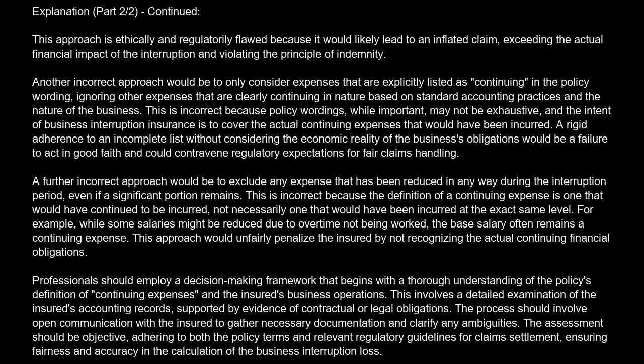Professionals should employ a decision-making framework that begins with a thorough understanding of the policy's definition of continuing expenses and the insured's business operations. This involves a detailed examination of the insured's accounting records, supported by evidence of contractual or legal obligations. The process should involve open communication with the insured to gather necessary documentation and clarify any ambiguities. The assessment should be objective, adhering to both the policy terms and relevant regulatory guidelines for claims settlement, ensuring fairness and accuracy in the calculation of the business interruption loss.